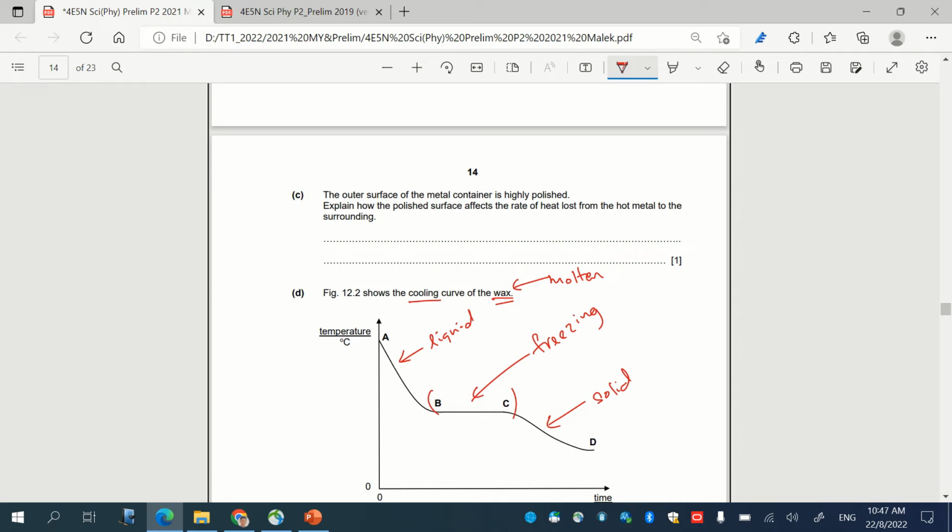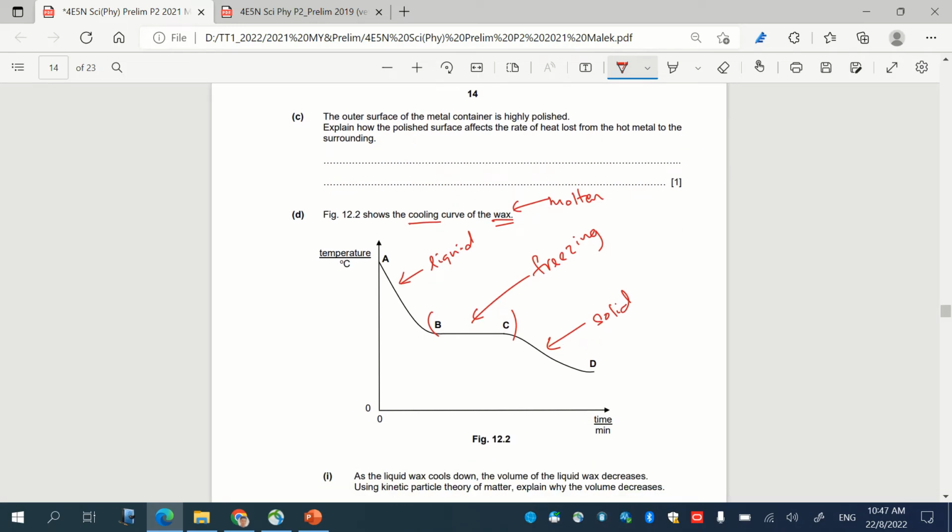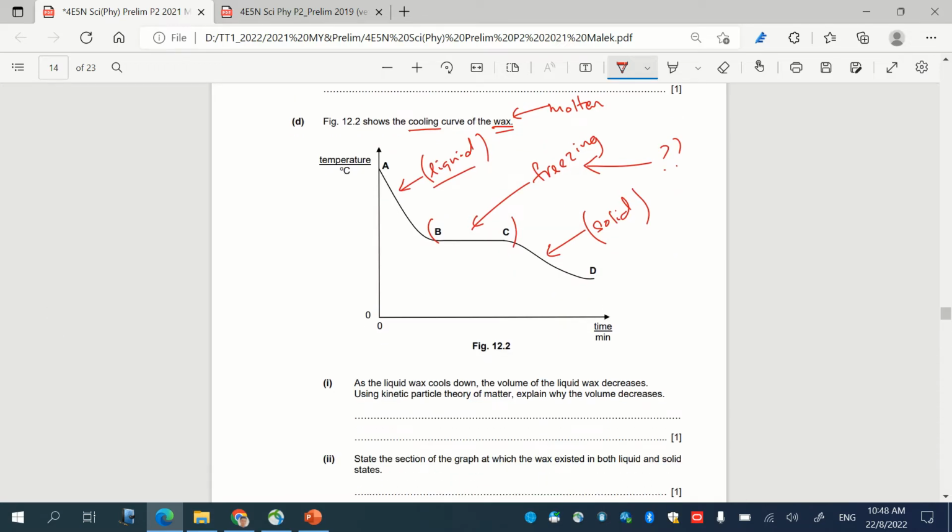So whenever you answer this kind of question, you must be able to determine all the states first. State it clearly right on the side of the graph. State clearly what state it is in, and what process is happening. What process? It's freezing. When you state that, then you are ready to answer the question. Let's try part one.